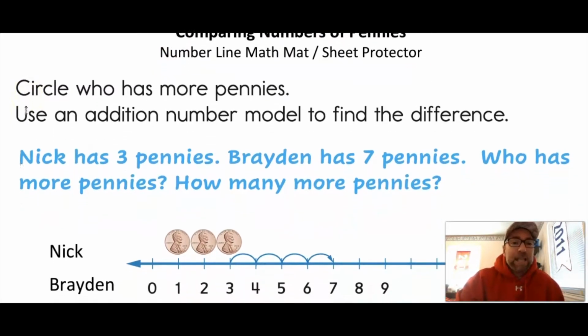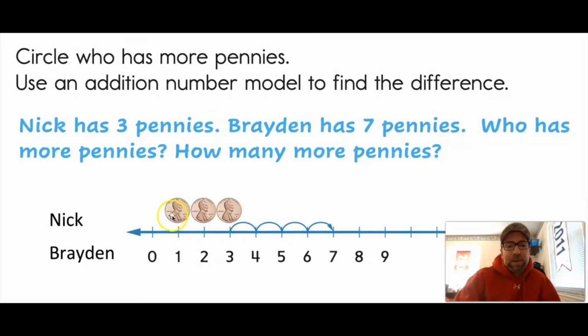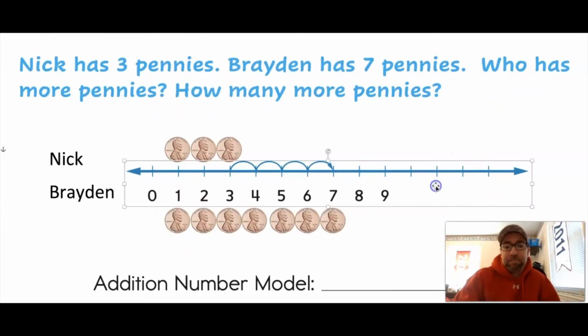The directions say, to circle who has more pennies. Use an addition number model to find the difference. And now here's our story. Nick has 3 pennies. You can see Nick's 3 pennies. 1, 2, 3. Braden has 7 pennies. Here's Braden's 7 pennies. 1, 2, 3, 4, 5, 6, 7.